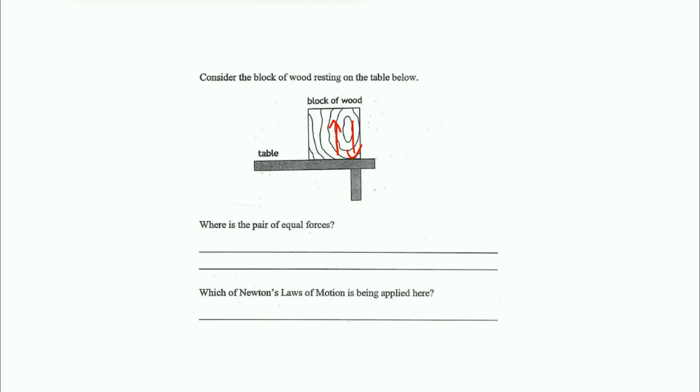If gravity were stronger, if the gravitational force was stronger than the supporting force, the block of wood would be crashing down through the table. If the supporting force were stronger, then the block of wood would be bouncing back up into the air. But because the forces are equal but opposite, the block of wood just sort of sits there on the table.